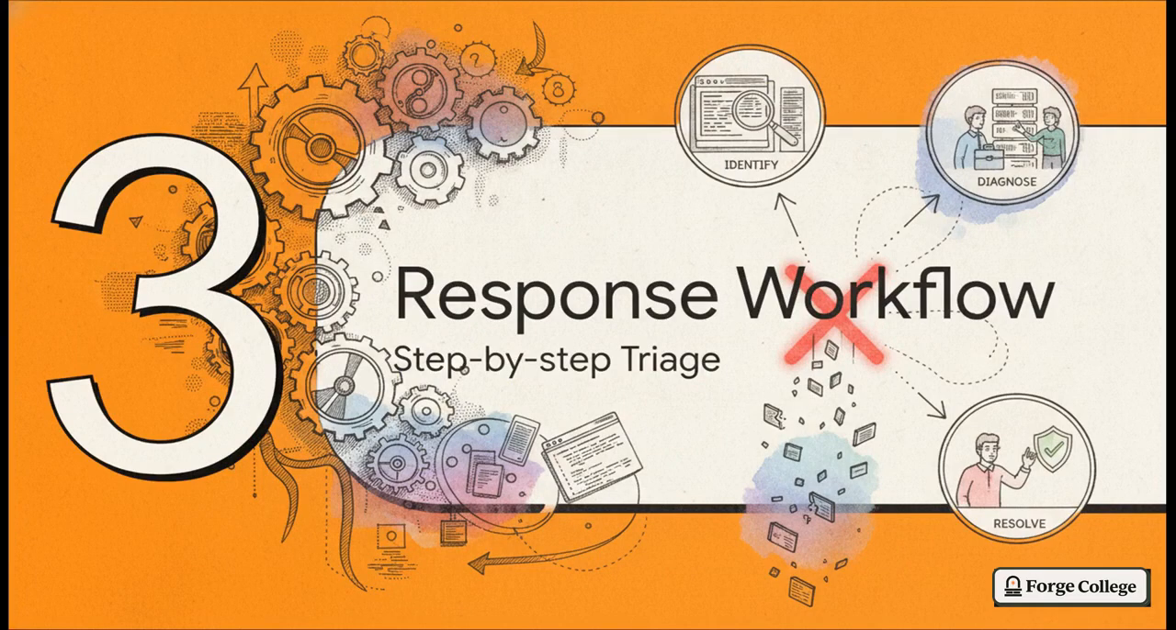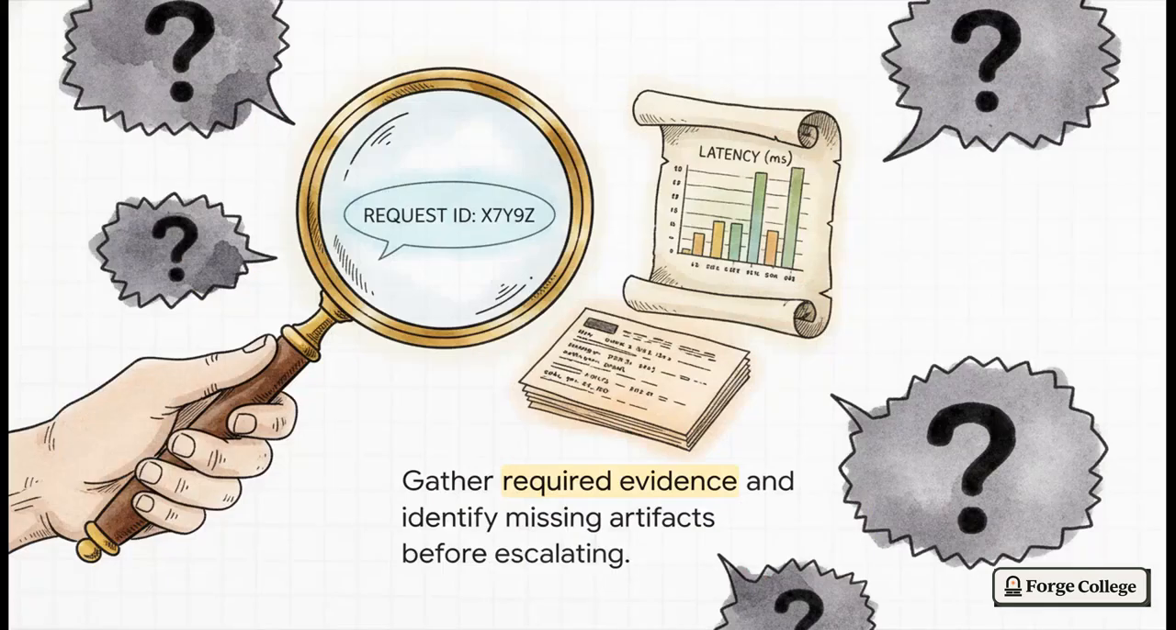Section 3. The incident response workflow. Step-by-step triage. So what are the exact steps an operator should take the moment the system detects an anomaly? Step 1 is absolutely always confirming the detection signal. We never ever want to act on ambiguous subjective judgments like, hey, the app feels kind of slow, or these logs look bad. No, we start with hard, quantifiable evidence.